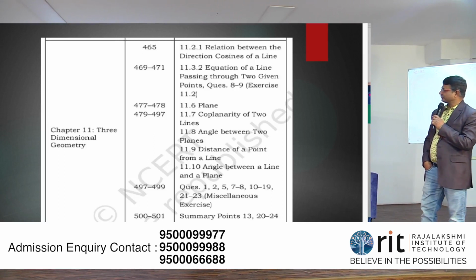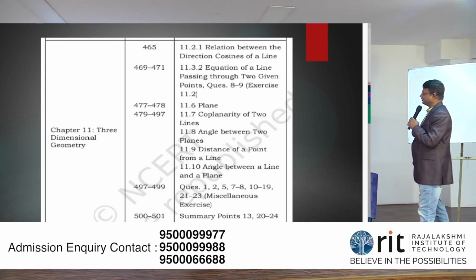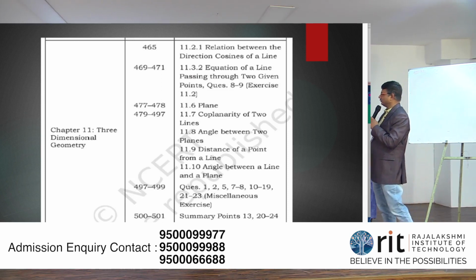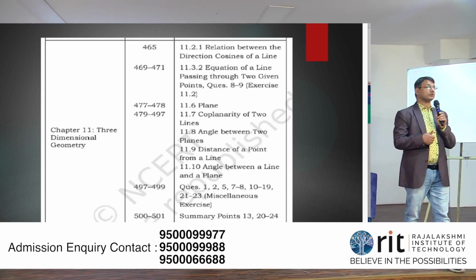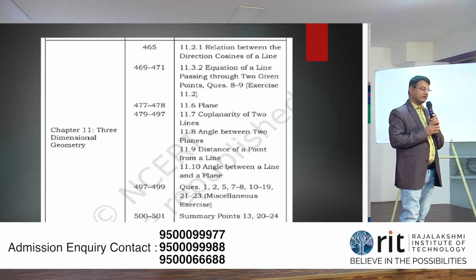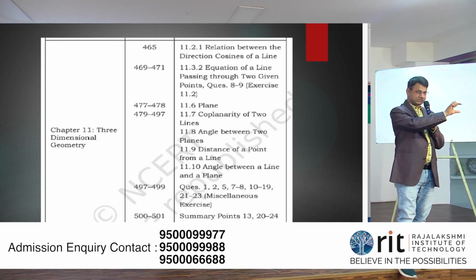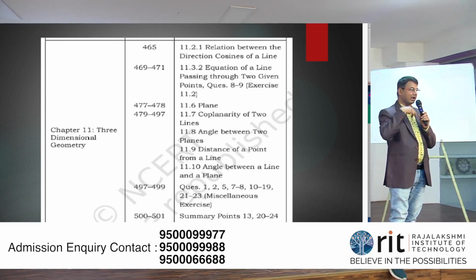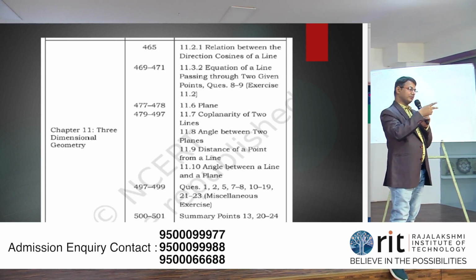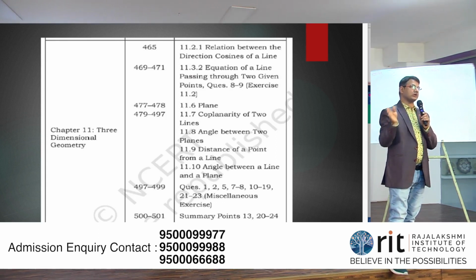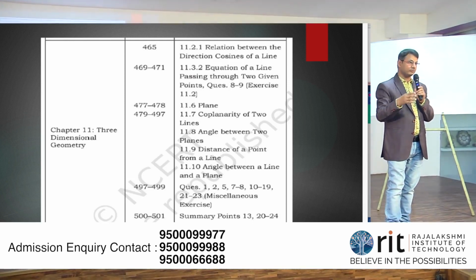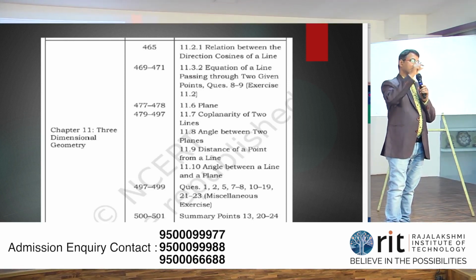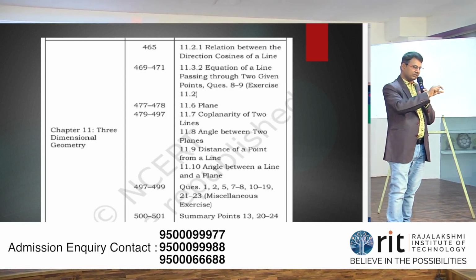As far as the summary points are concerned, summary point number 13, 20 to 24 will not come. For the remaining points, you can expect one question from the shortest distance or finding the image of a point with respect to the line. Either of these two, one question is surely to be asked: find the shortest distance either in vector form or Cartesian form, or find the image of a given point with respect to the mirror or the plane.